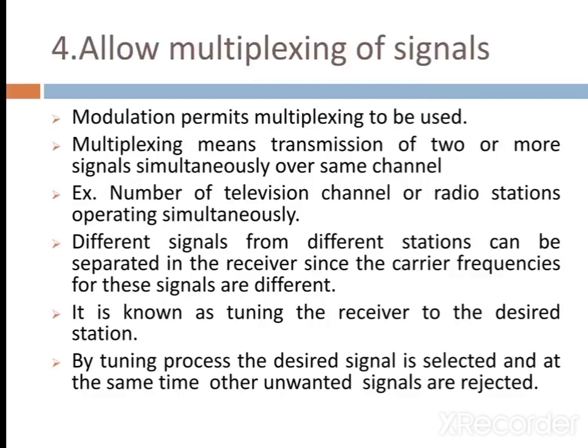Fourth, allow multiplexing of signals. Modulation permits multiplexing to be used. Multiplexing means transmission of two or more signals simultaneously over the same channel. As an example, a number of television channels or radio stations operating simultaneously. Different signals from different stations can be separated in the receiver since the carrier frequencies for these signals are different. This is known as tuning the receiver to the desired station. By the tuning process, the desired signal is selected and at the same time other unwanted signals are rejected.